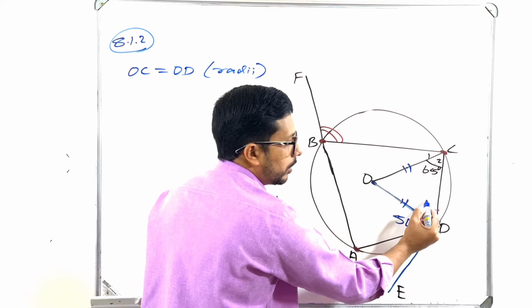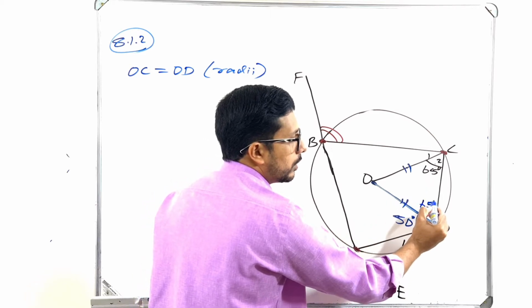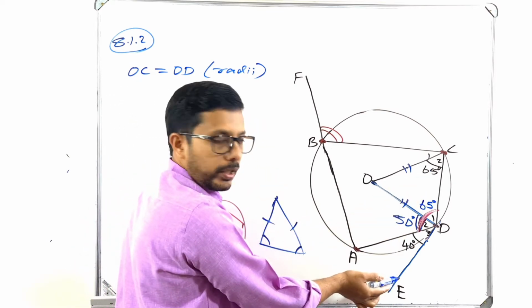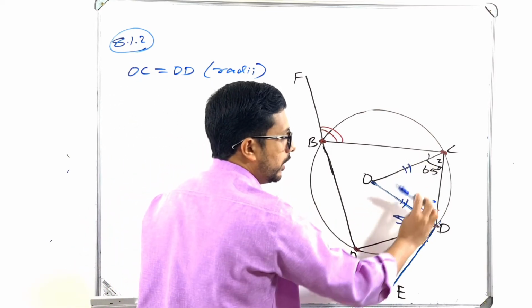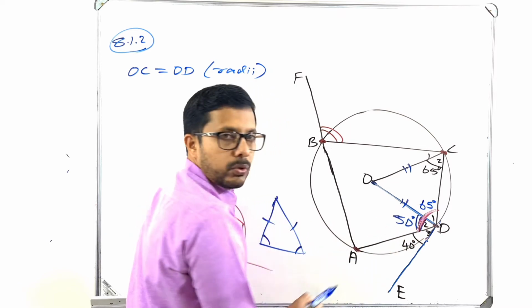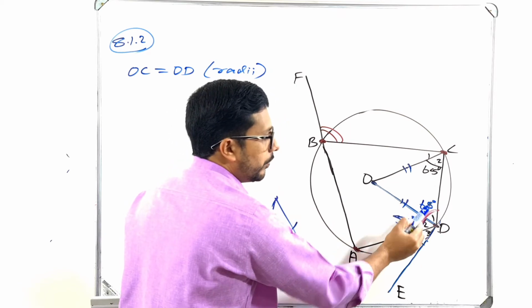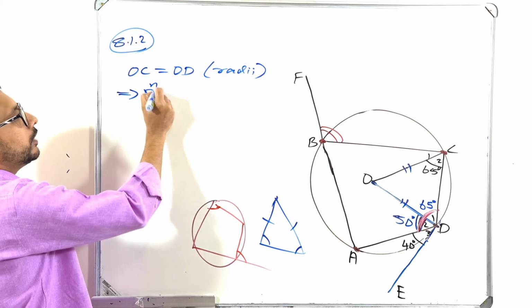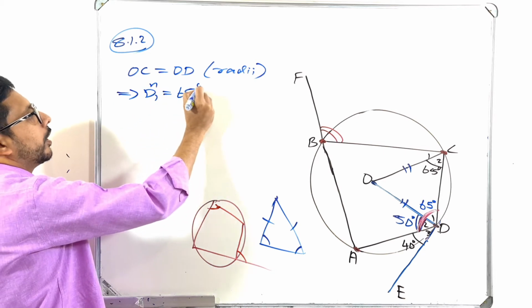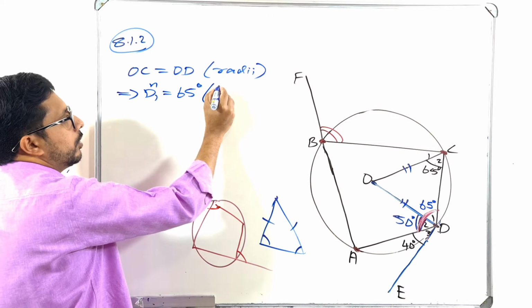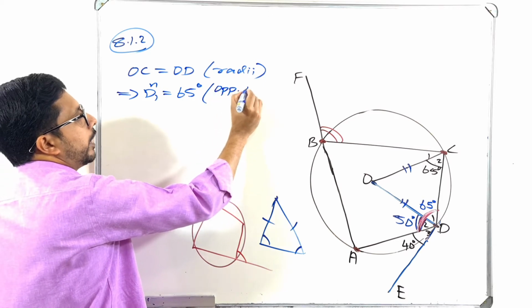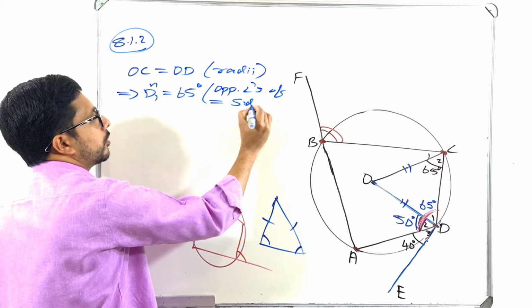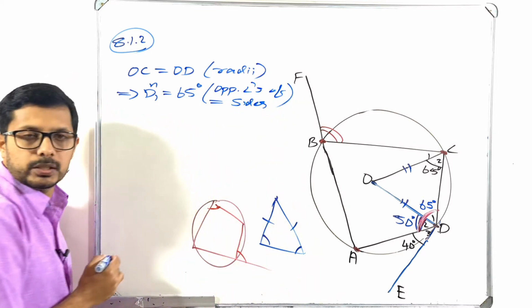So what is this one? This one is also going to be 65. Opposite angles are equal. Okay, since these two sides are equal, then the opposite angles are also equal. So now we know that it implies that angle D1 is also 65 degrees. What is the reason? Opposite angles of equal sides.